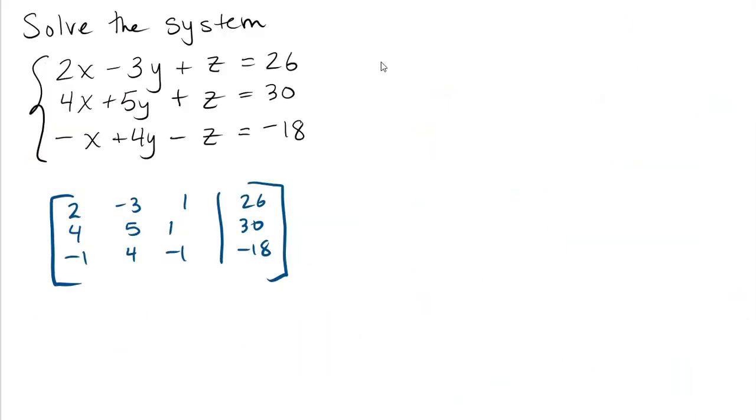Let's go back to the original system. We're claiming the solution is 10, negative 2, 0. We know that works in the bottom equation. Does it work in the first equation? 2 times 10 is 30. Negative 3 times negative 2 is 6. 20 plus 6 plus 0 is 26. Yeah, that works. What about in the second equation?